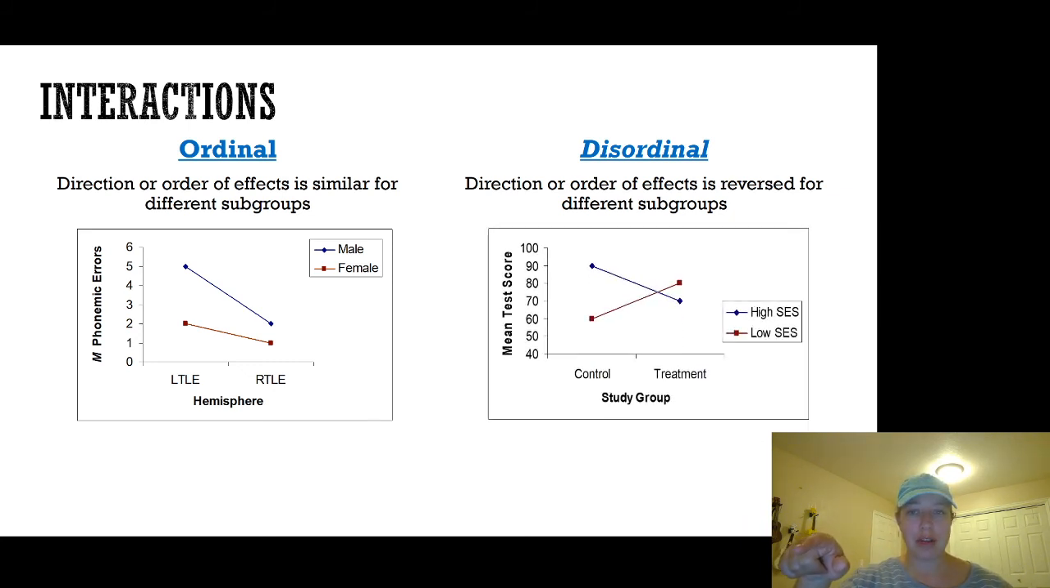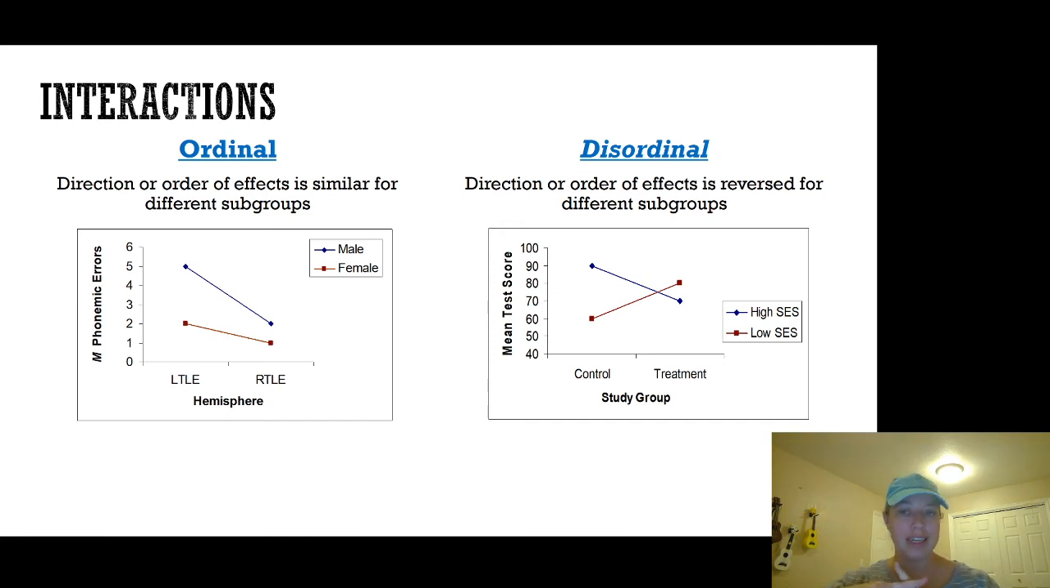The second plot I'm throwing up now, disordinal. Disordinal, not only are they not parallel, but they are actually crossing. If we look at the control group, the high SES, the blue diamond, has a higher test score than the low SES. But if we look in the treatment group, not only is the gap a different size, but we see a reverse ordering. In the control group, high SES scored higher, but in the treatment group, low SES scored higher. It's not just a reduction in the gap, it's a reversing of the order.